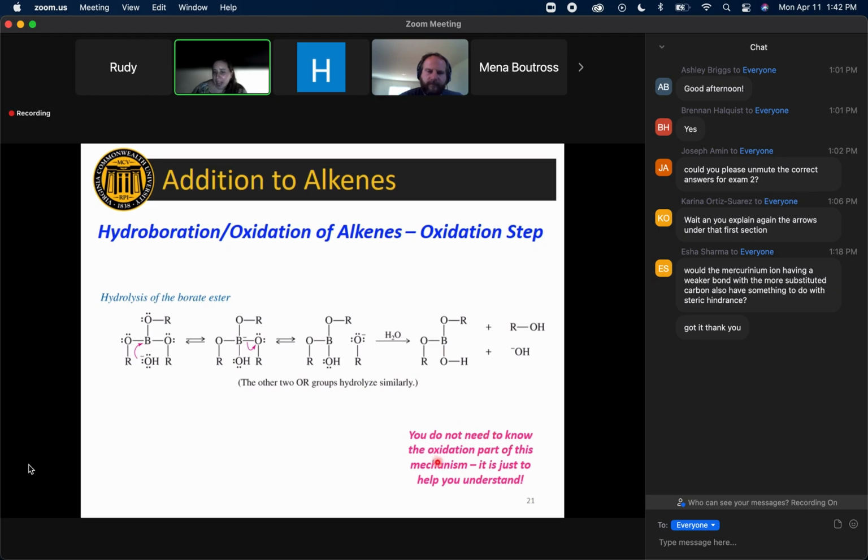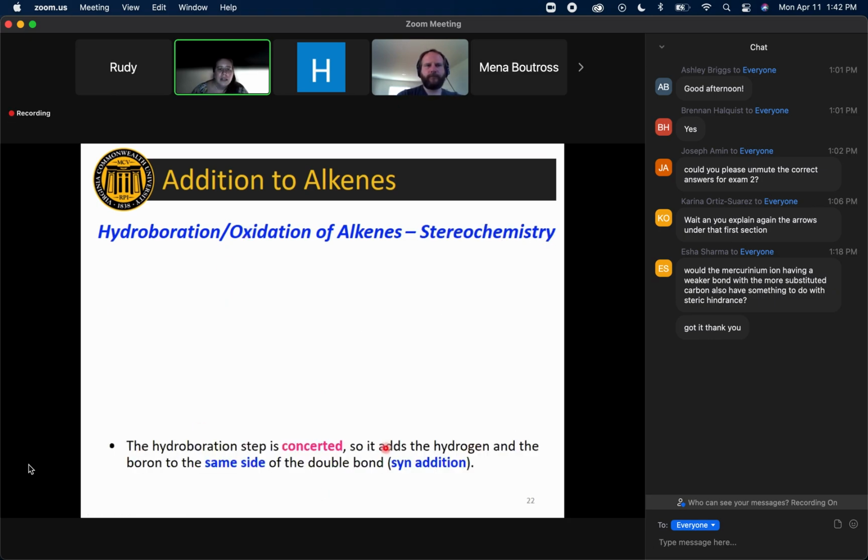Okay, so again, you don't need to know and be able to show me these arrows. I'm showing you these to help you understand. The important part for you to understand is that when you treat your hydroboration product with hydrogen peroxide and OH minus, you replace that boron-carbon bond with a hydroxyl bond. I'll drive that home in the next slide as well.